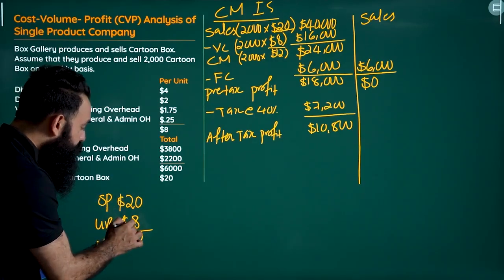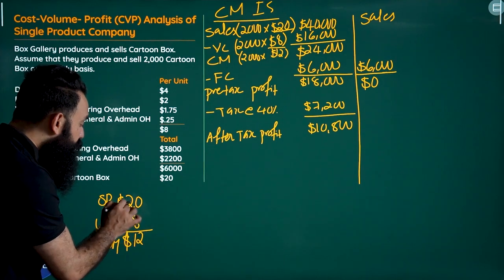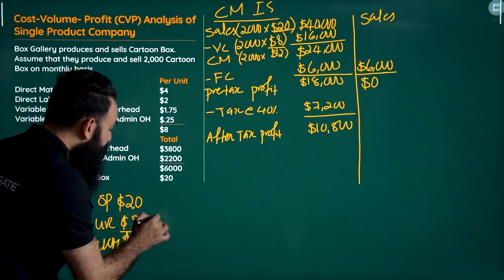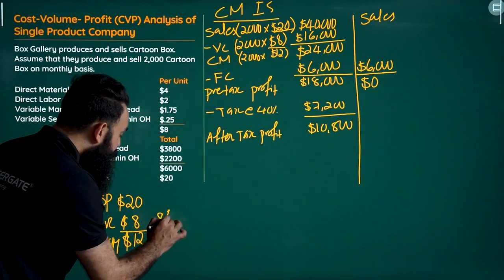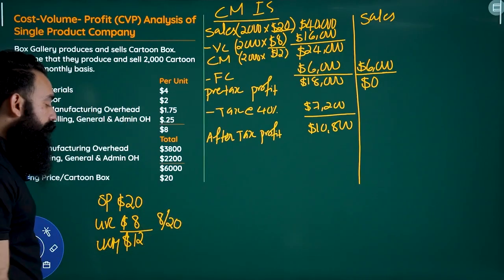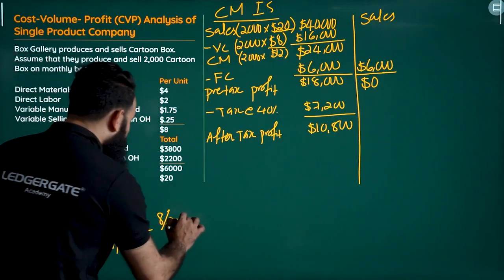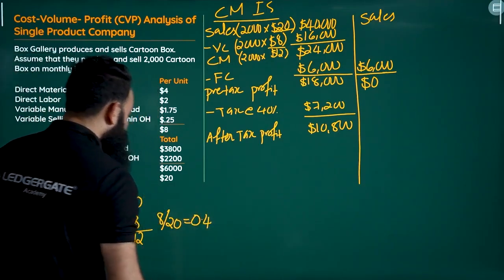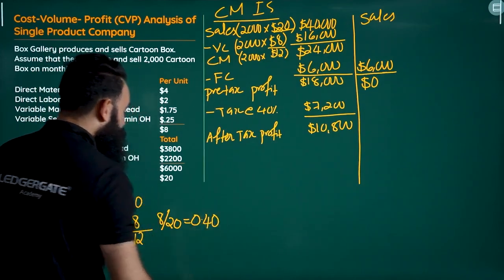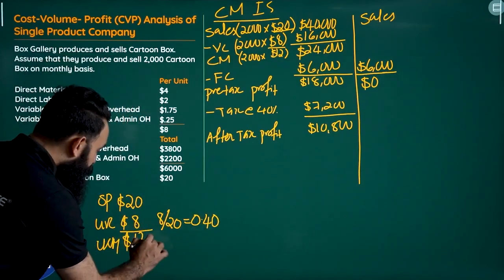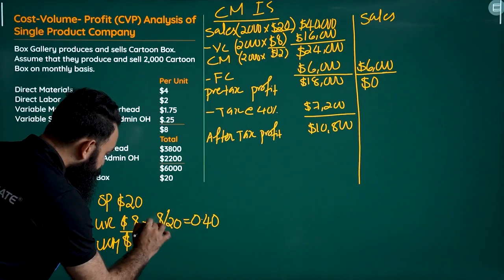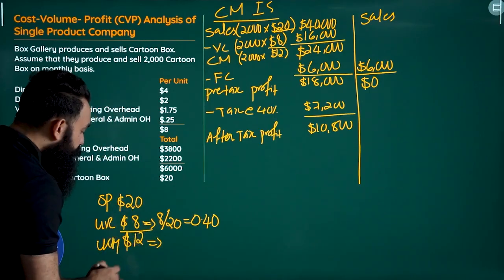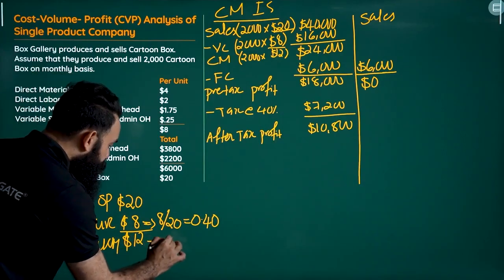But what about this? This 8 will be how much percentage of $20? You would say 8 by 20, right? 8 by 20, how much percentage would it come? That would be 40%. In fraction, you would say 0.4, right? Mathematically. And what about this? This is 12 by 20, right?